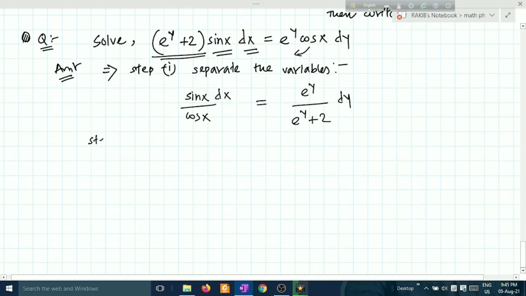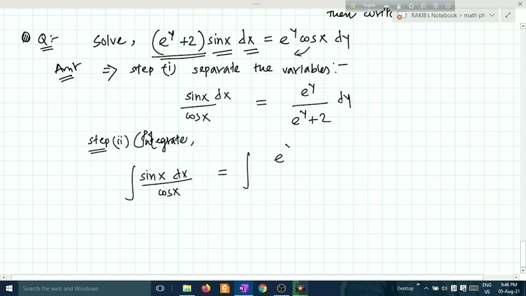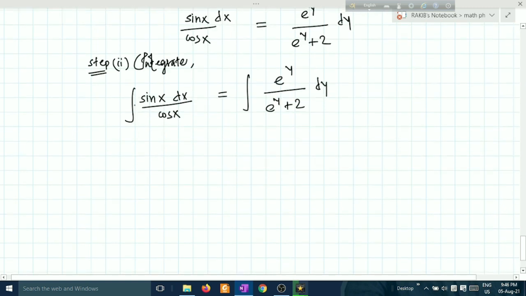Now step 2, what was step 2? That was to integrate. Integrating this, we get the integral of sin x dx by cos x. You can write it like this, and on the other side you can write the integral of e to the power y plus 2 dy. I think this is okay to you.